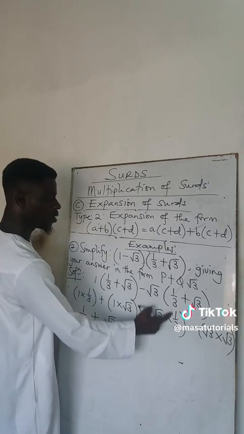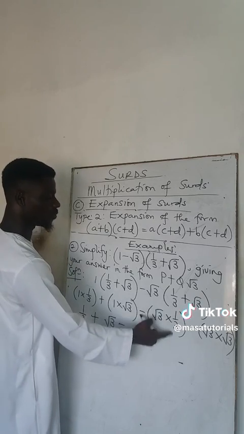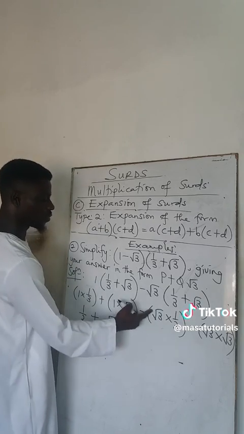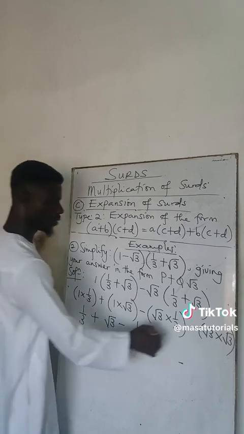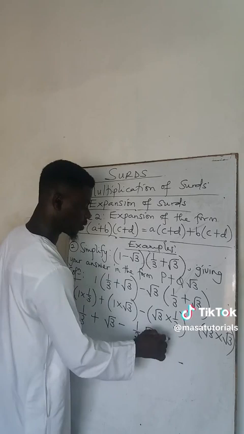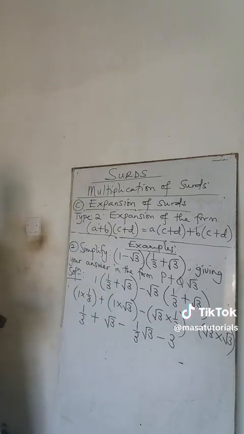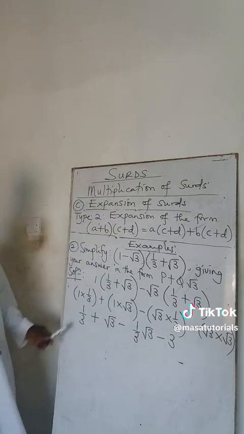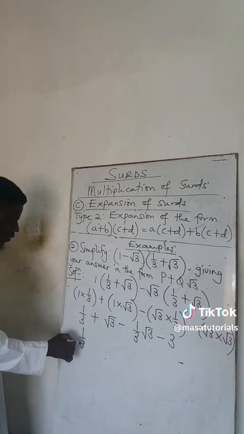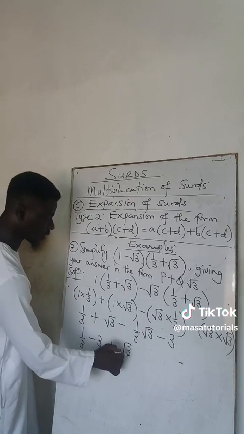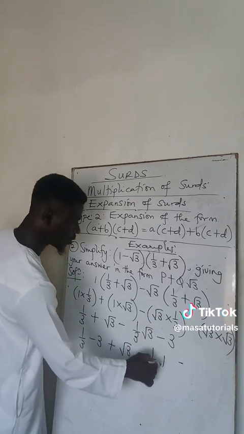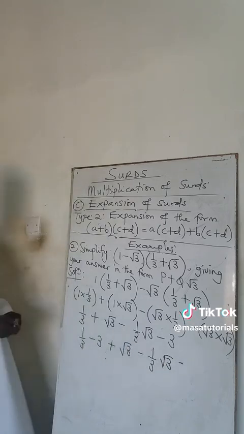Don't forget, 1 over 3 is not inside square root. So 1 over 3 will multiply 1. So you get 1 over 3 is square root of 3. Minus square root of 3 times square root of 3 is just 3. Like terms, 1 over 3 minus 3. They are like terms. So 1 over 3 minus 3. Then plus square root of 3 minus 1 over 3 square root of 3.